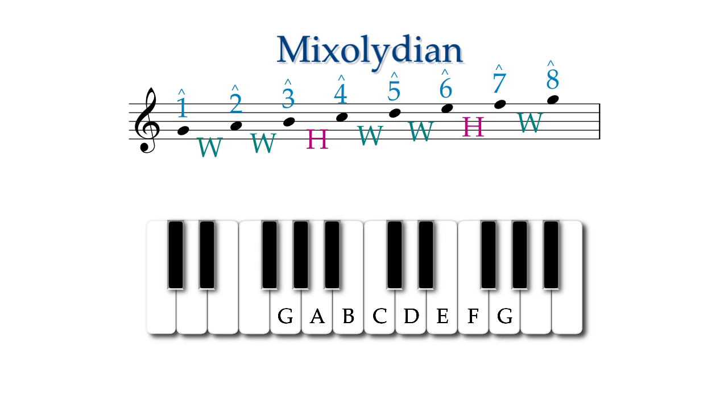If we play our scale from G to G, the half steps are now in between the 3rd and 4th scale degrees and the 6th and 7th scale degrees, creating the Mixolydian mode.